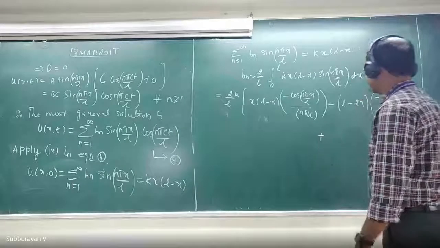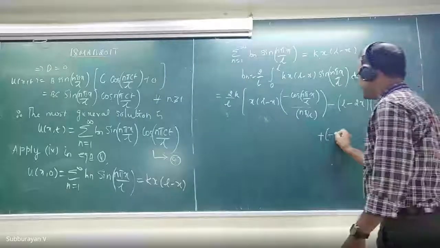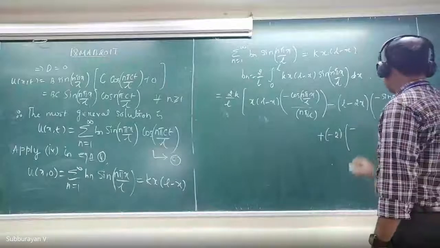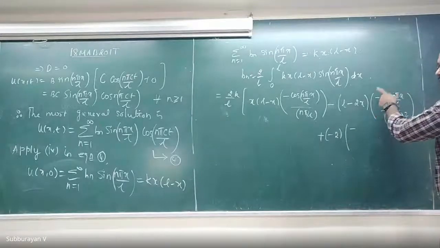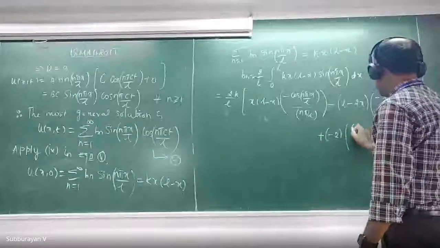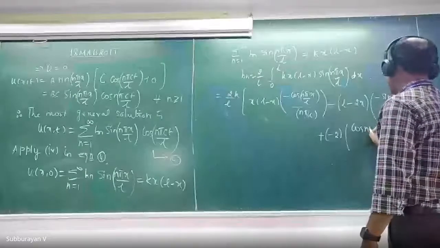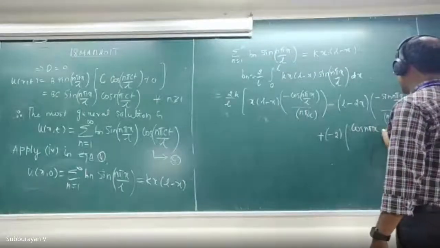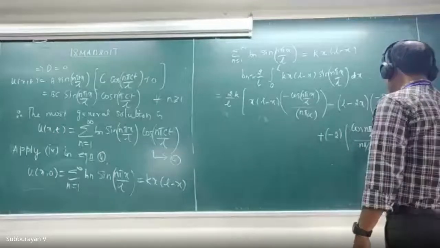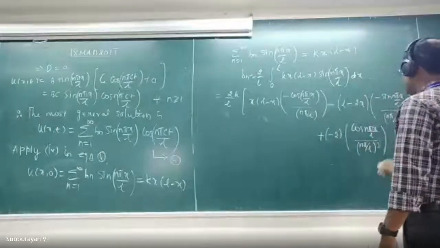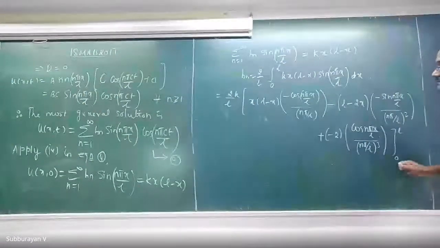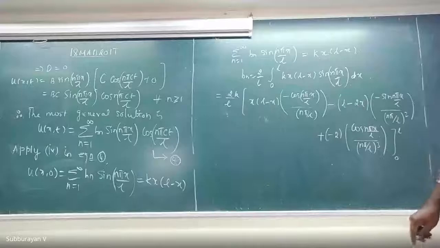Then plus differentiation of this is going to be minus 2, and the integration of this function is minus, of course there is a minus here. Integration of sine will become minus cos, therefore this becomes plus cos(nπx/L) divided by (nπ/L) the whole cube, from 0 to L. So this is the integration by using Bernoulli's formula.